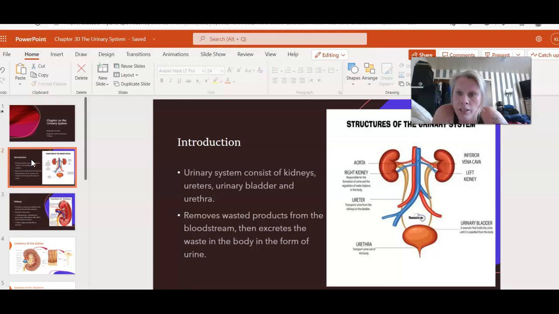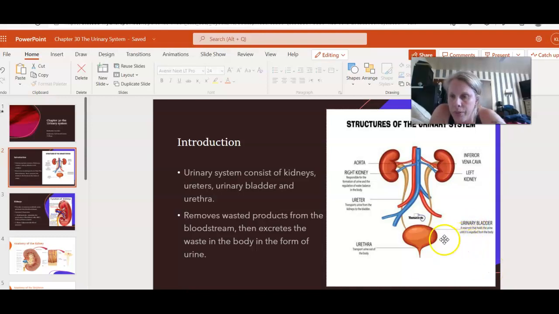So if you look at the structure here of the urinary system, you'll see you have two kidneys, one on the left and one on the right. Your ureters are these long tubes right here. You have two that take the urine from the kidneys down to the bladder, one on each side. And then your urethra right here is the part of the urinary system that actually delivers the urine into the outside world or into the toilet.